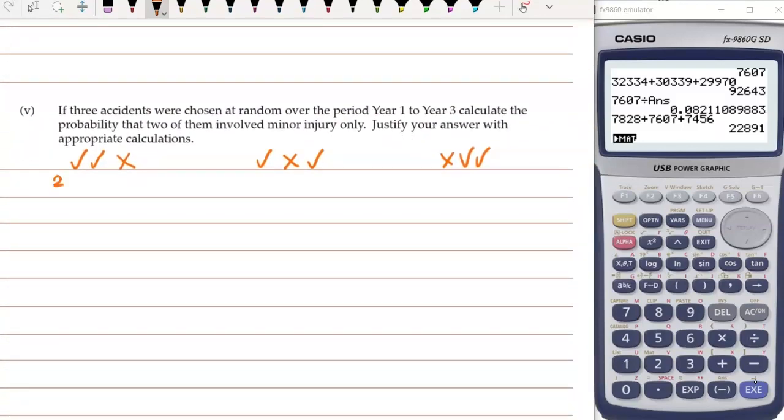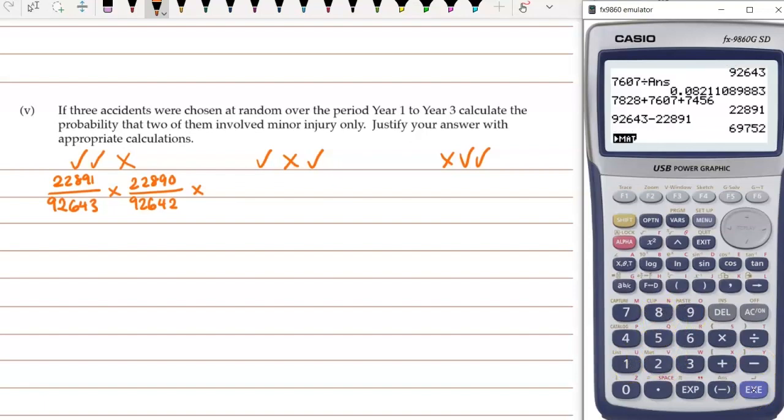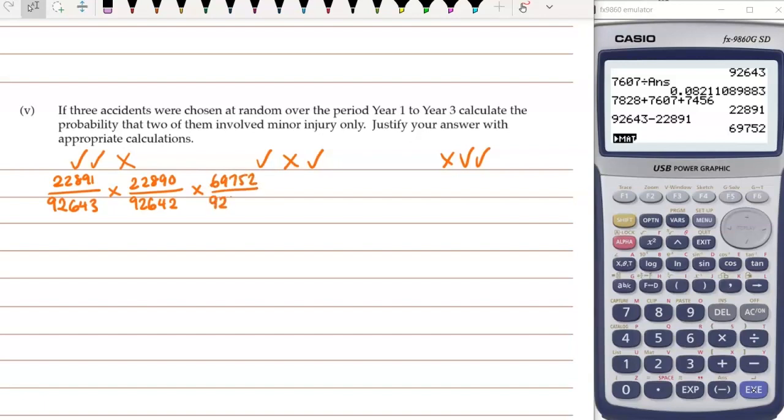So the chance of picking one of those is 22891 out of our total number of accidents, 92643. If we've taken one of those out, we'll then have 22890 left out of 92642. And then if we do a subtraction to find out everything else, so 92643 take away 22891 means there are 69,752 accidents that weren't minor injury only. So now we have that many left out of the total we've now got after we've picked 2 of them out. So that's going to be like this.